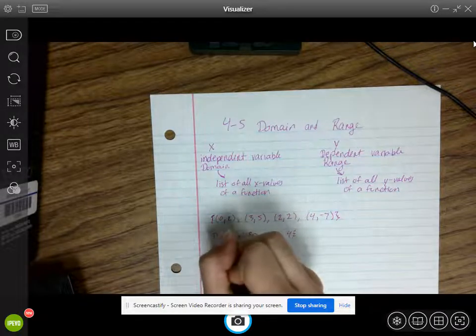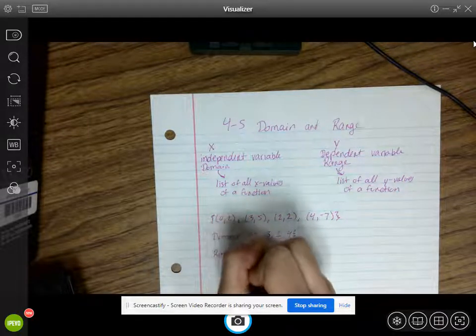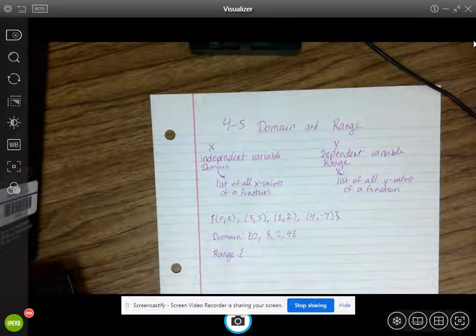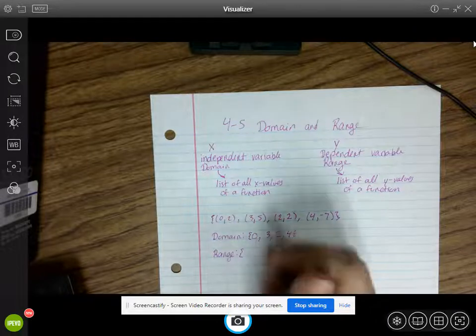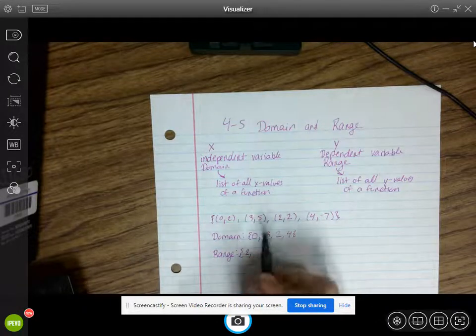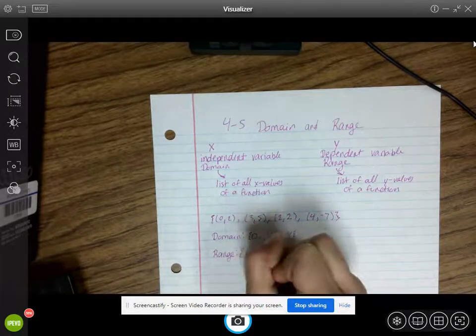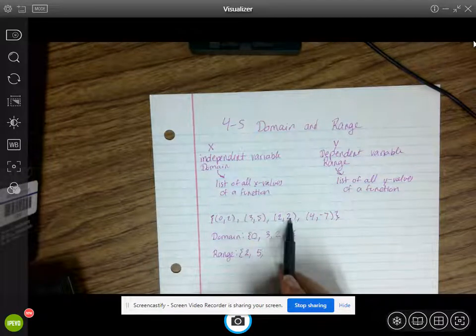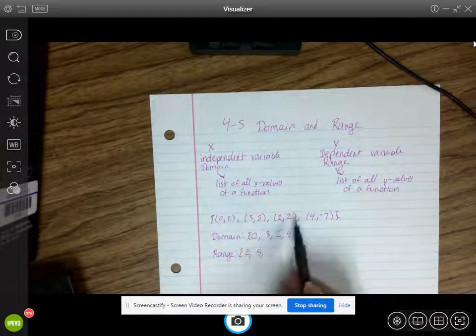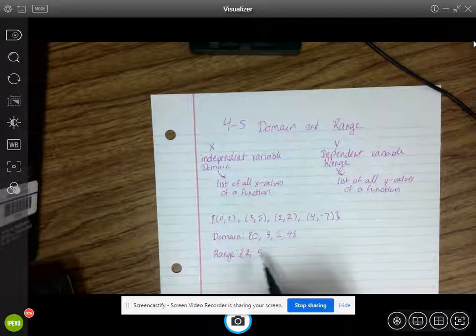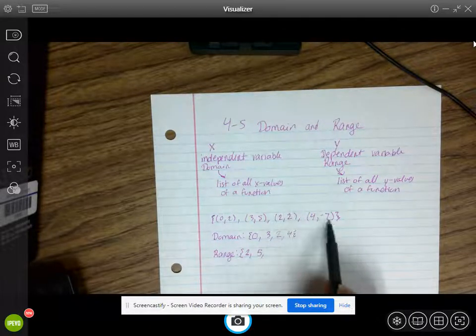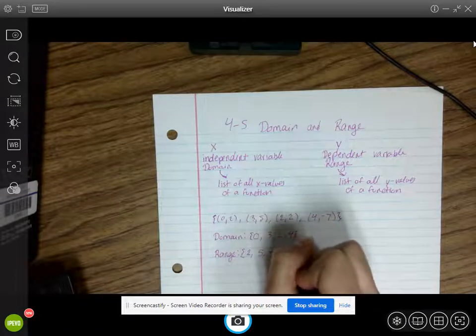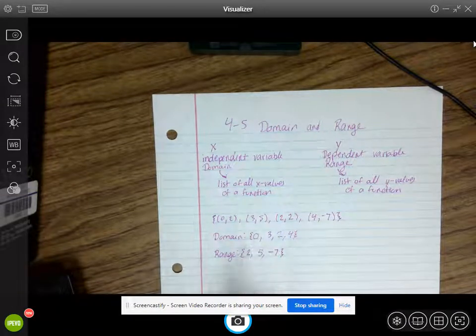The range, squiggly brackets again, the range is the list of all Y values. I've got 2, 5. I have 2 again. I don't need to write it twice. It's not wrong if you do, but you don't need to write it twice. So I can skip this 2 and go to -7. There's your domain. There's your range.